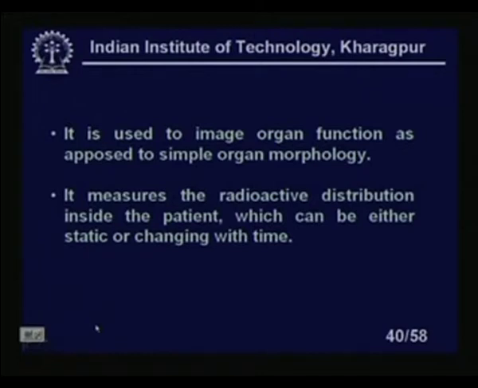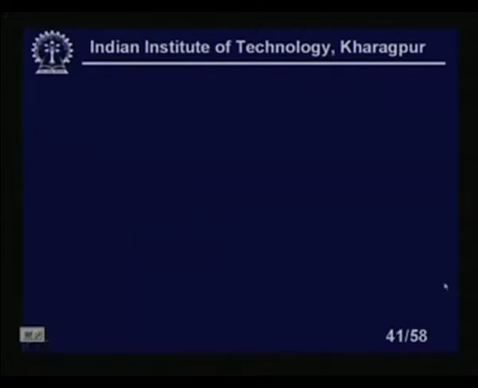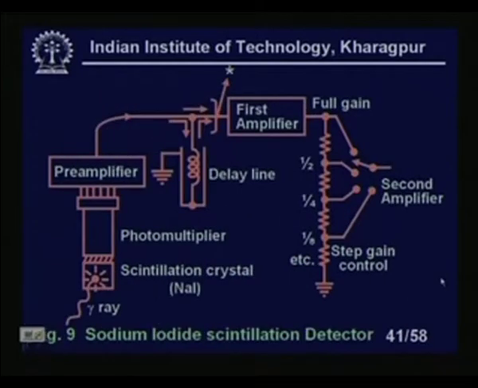It measures the radioactive distribution inside the patient, which can be either static or changing with time, right. This is a typical example of the sodium iodide scintillation detectors. We have gamma rays coming, a sodium iodide scintillation crystal, then a photomultiplier tube, a preamplifier, a delay line, then further amplifiers. I am getting a large gain.